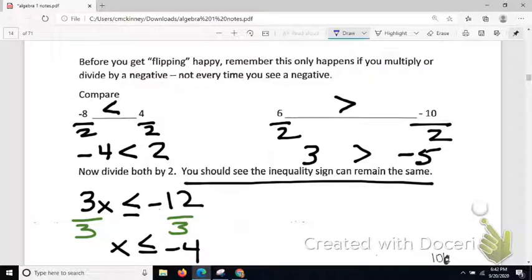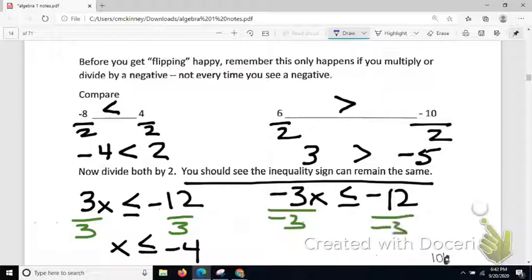But if I had this problem, and I divide by negative 3, because that's the coefficient of x, is a negative number, that's a 4, but then this would be greater than or equal to 4. Even though the 4 is positive even. So what did I do to both sides? I divided by a negative.